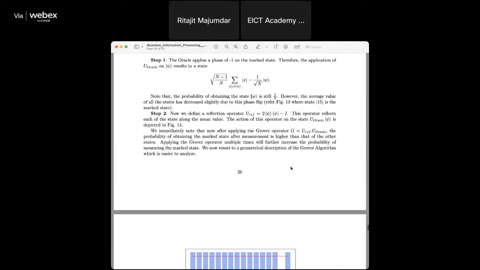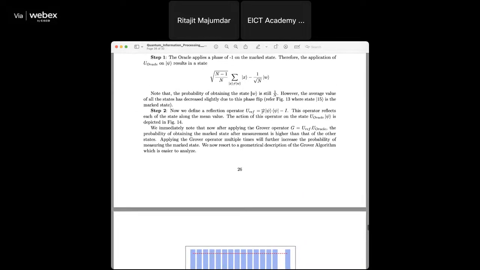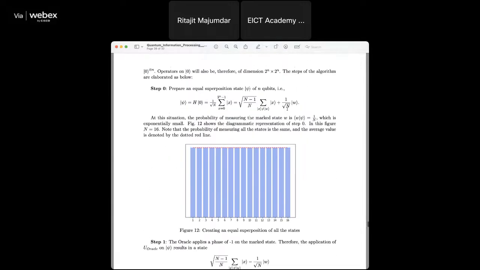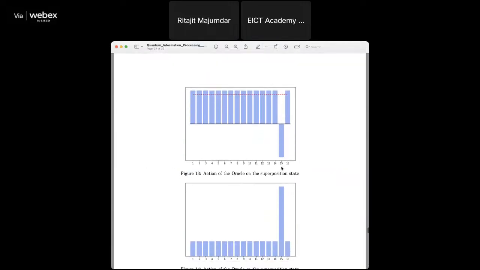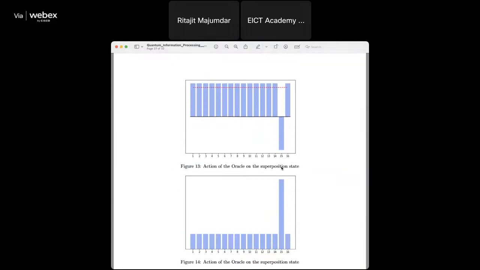So this average line is actually, in reality in a quantum computer, denoted like this. It is 2|psi><psi| minus I, where basically psi is the state. So great. Now you see that it suddenly becomes that I have a higher probability of getting the marked state. But you see, these are not very low.